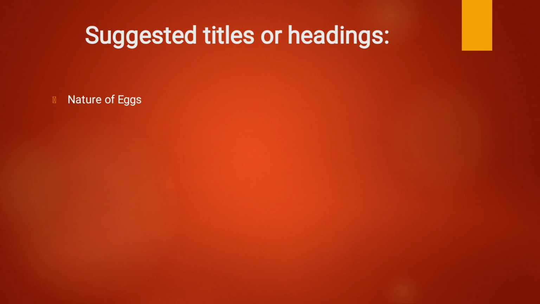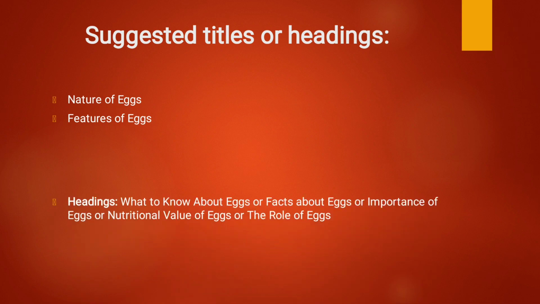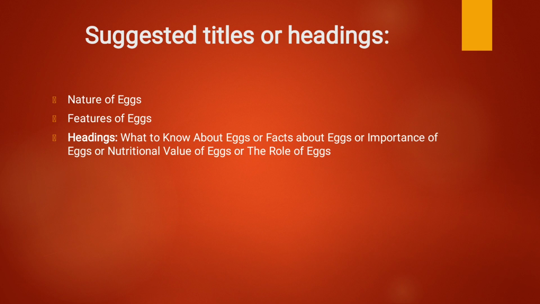These are some of the titles: nature of X, or features of X. You can also use what to know about X, facts about X, importance of X, nutritional values of X, or the role of X. I hope it makes sense.